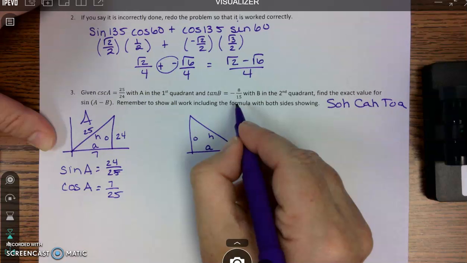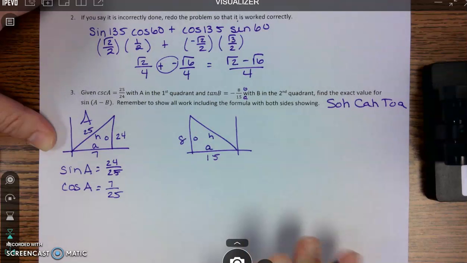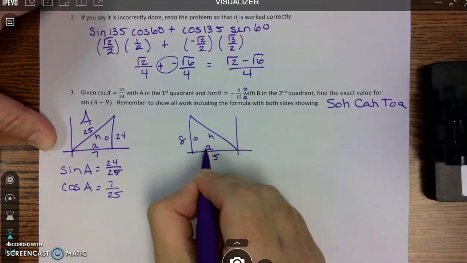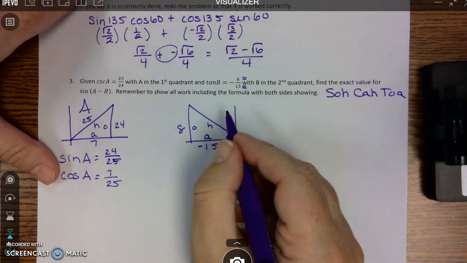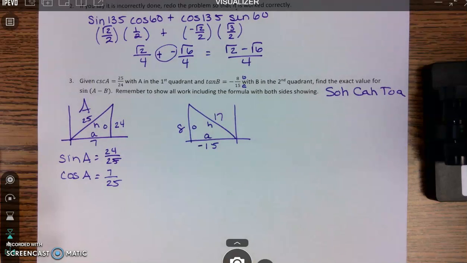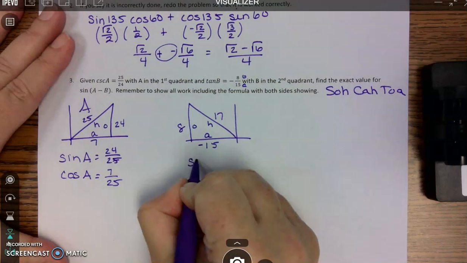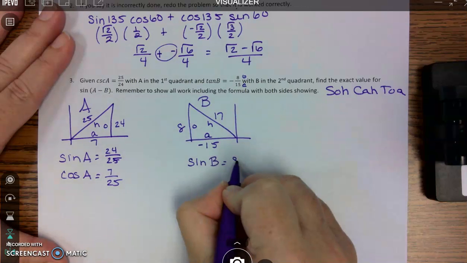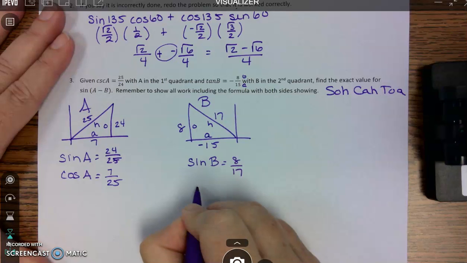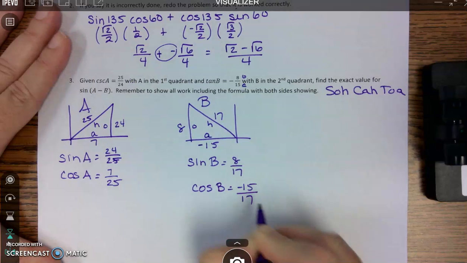Remember to place the numbers. So O and A, so 8 and 15. Now, what's negative in quadrant 2 is that X value. And then Pythagorean triples tell me that this is 17. So sine of B, we're going to call this B, is 8 over 17. And cosine of B is negative 15 over 17.